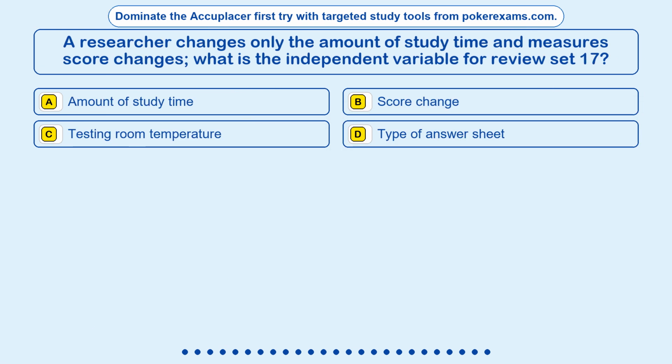Question 25. A researcher changes only the amount of study time and measures score changes. What is the independent variable for review set 17? Option A, amount of study time. Option B, score change. Option C, testing room temperature. Option D, type of answer sheet.